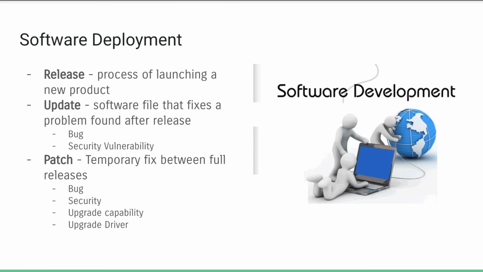Now, once we've actually created a piece of software that meets the user requirements, we want to deploy that software, or basically send that software out into the real world. The process of launching a new product is called a release. So we have a finished product and we're just going to launch it.